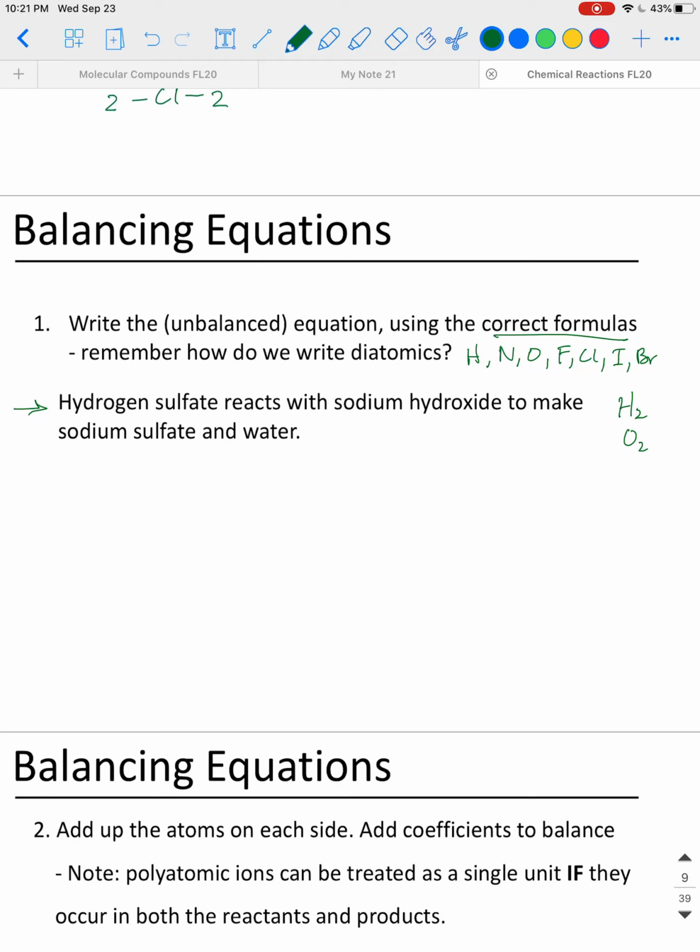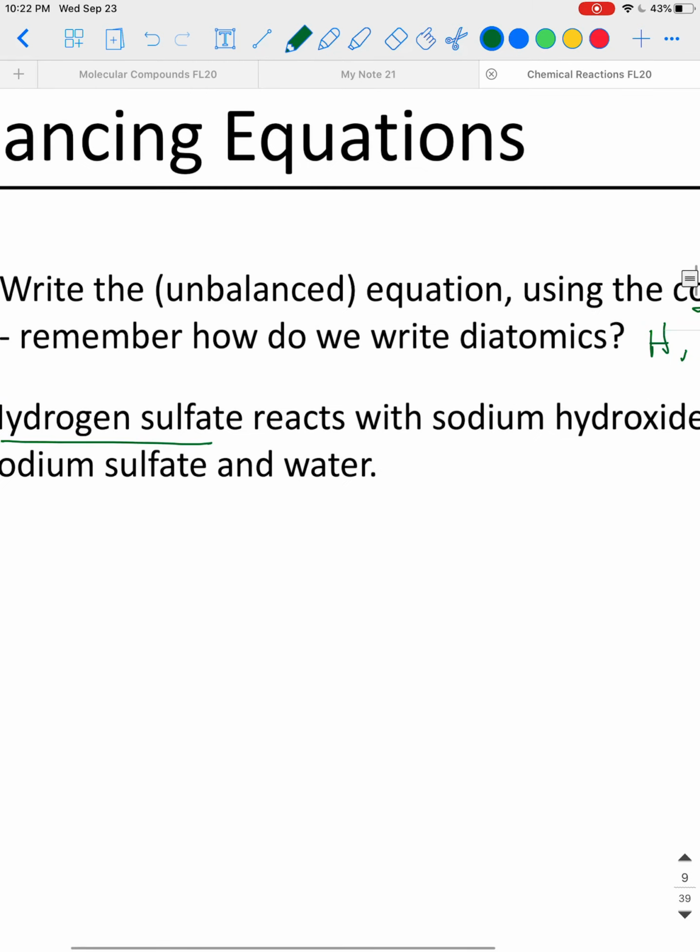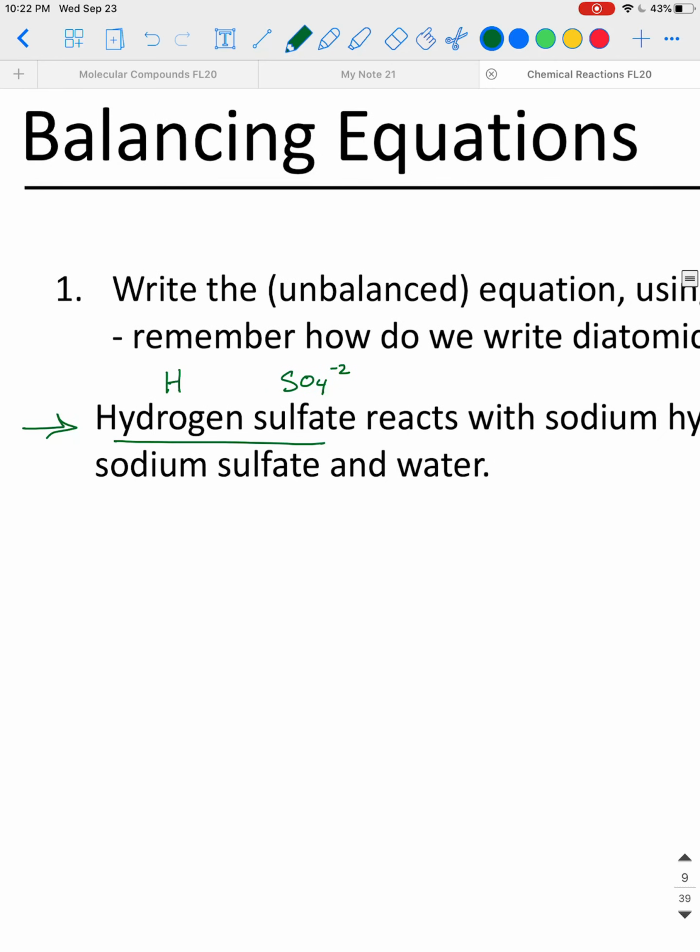If we have hydrogen sulfate and it reacts with sodium hydroxide to make sodium sulfate and water, how do we write this? We have to get the formulas correct. So you're going to need to remember the rules for naming ionic compounds and covalent binary compounds. In hydrogen sulfate, hydrogen is the cation and sulfate is the anion. Remember, sulfate is SO4 with a -2 charge. Hydrogen is group 1, so it would be a +1 cation. So how many of each do we need to make a neutral compound? We're going to need 2 hydrogens and just 1 sulfate.